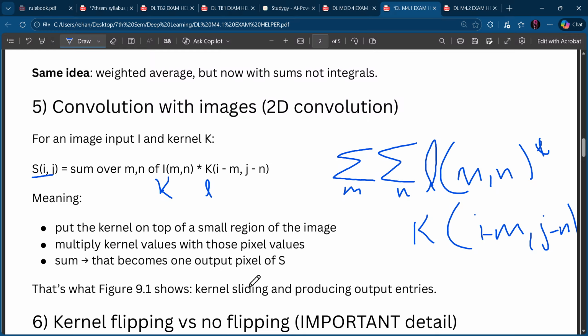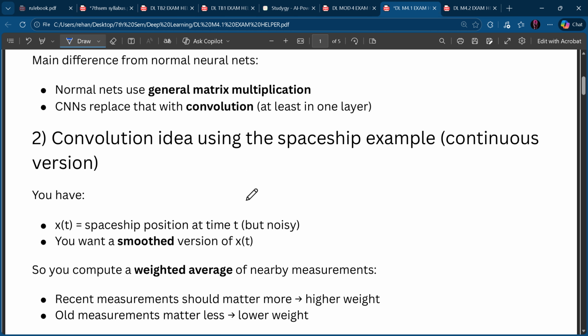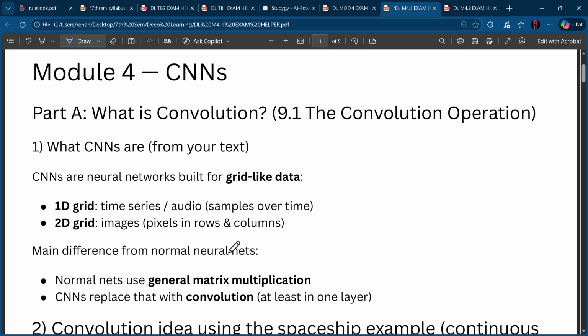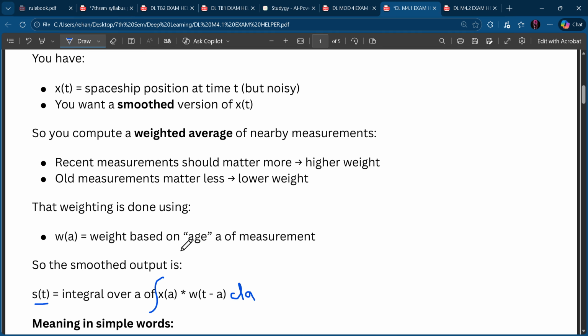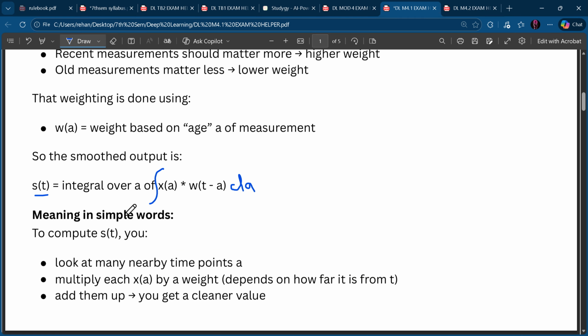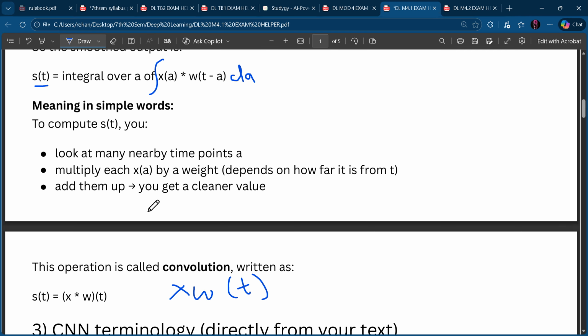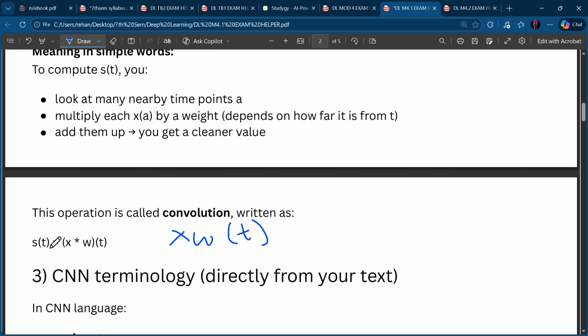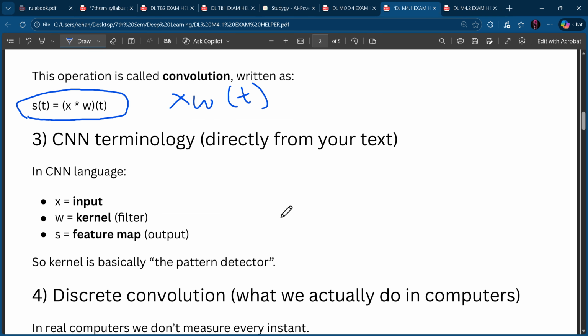So flipping or no flipping, both are considered convolution. If they ask you what convolution is, you might have to talk about the equation, how we take the input, how we take the kernel, and how we take that weight w of a. What is a over here? It is the age of the measurement. And then how the smoothed output is written in integration, then how it is converted into summation. So the actual convolution operation is written over here.